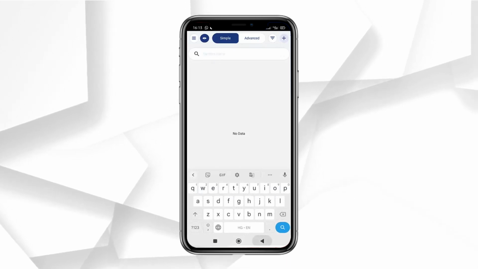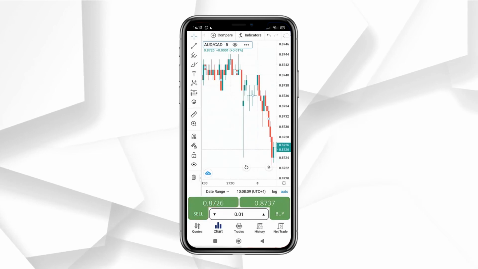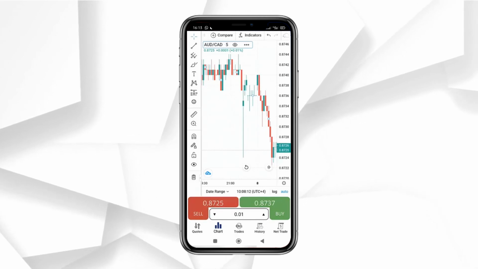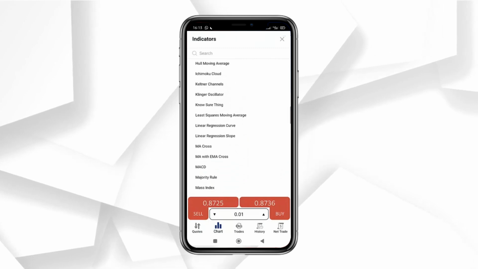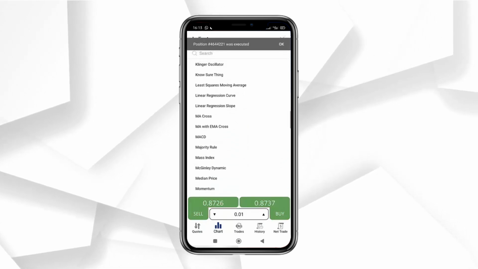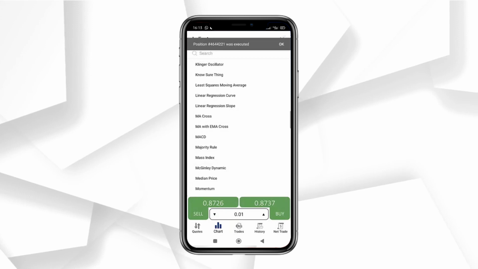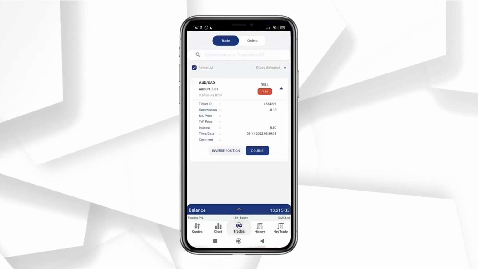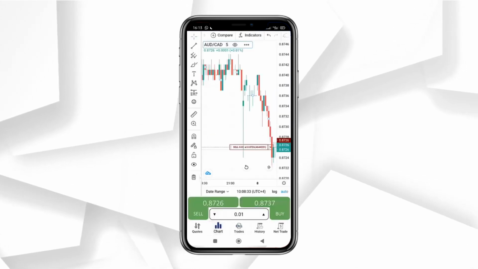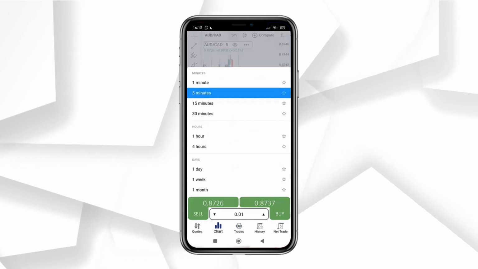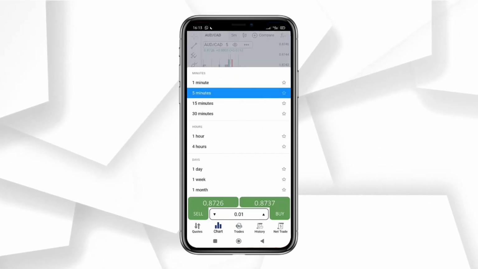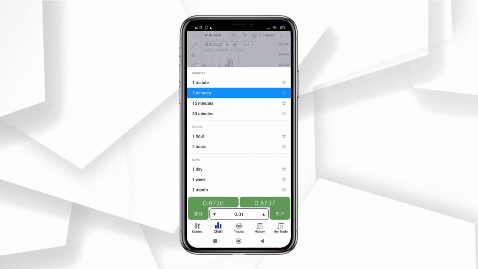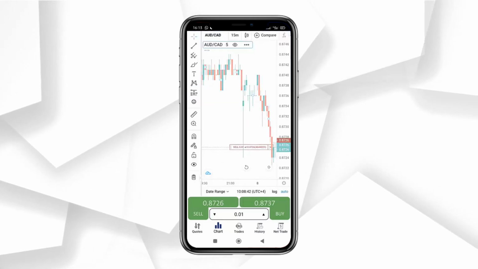Moving on to charts, observe the visual representation of currency pairs like the Australian dollar and Canadian dollar. Here, you can also access indicators and execute buy or sell orders directly. Upon executing a trade, check the position status. Returning to charts, you'll notice the time frame options: 1 minute, 5 minutes, 15 minutes, and 30 minutes. This allows you to analyze the historical data of any symbol within the chart.